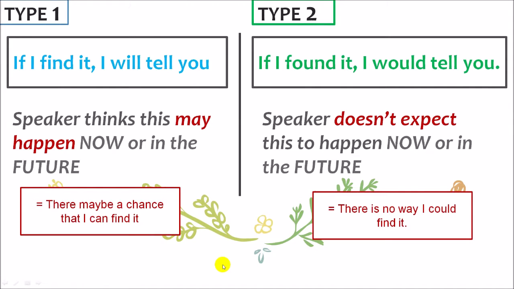So that is about today's lesson, type 1 and type 2. Type 1 with present tense and will, type 2 with past tense and would, remember? And the first one is for things that may happen now or in the future, and type 2 is for things you don't expect.